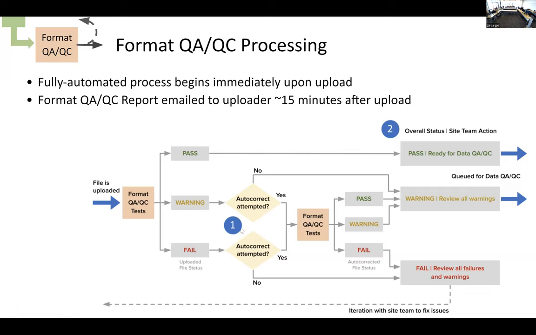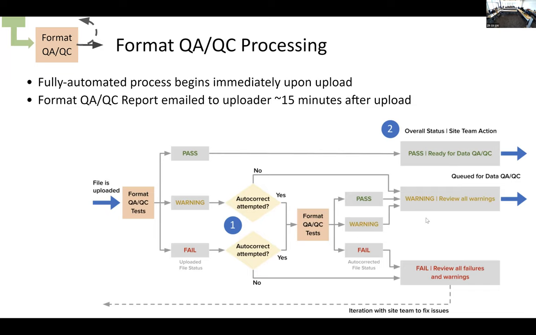This is the status. And we'll try to do auto correction once. This is just to deal with some of the minor issues we see a lot, including something like file renaming, or maybe you're missing one timestamp in your file. We can probably correct that, just minor issues. And once we do the auto correction, we'll run the auto-corrected file through the format QQC again and see if the file passed or failed. The end result will be here.